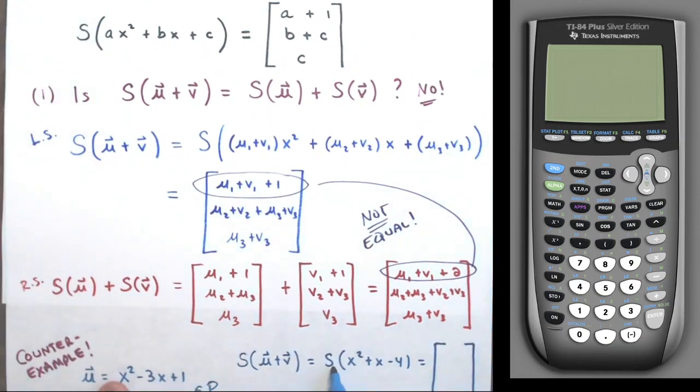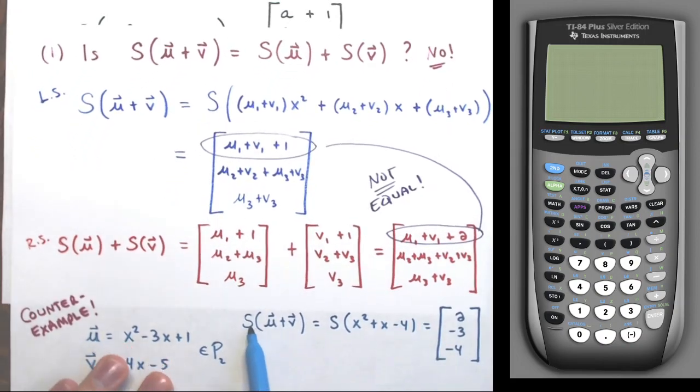So when I apply S to x squared plus x minus 4, A is 1, B is 1, and C is negative 4. So I'd have 1 plus 1, or 2, in the first component. B plus C would be 1 plus negative 4, so negative 3 for the second component. And then C, the constant, negative 4 for the third component. So the result of S at the sum of these two specific vectors from P2 is the vector 2, negative 3, negative 4, and this is from R3. The outputs should be from the codomain.